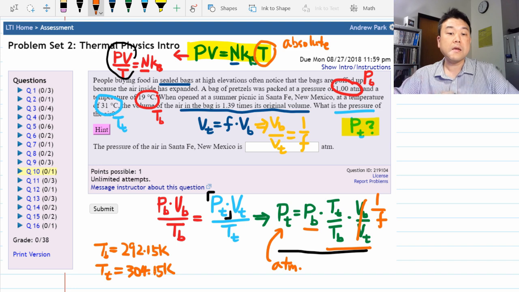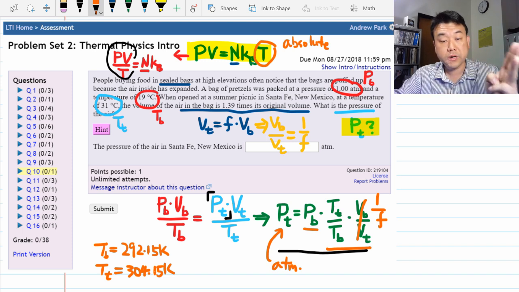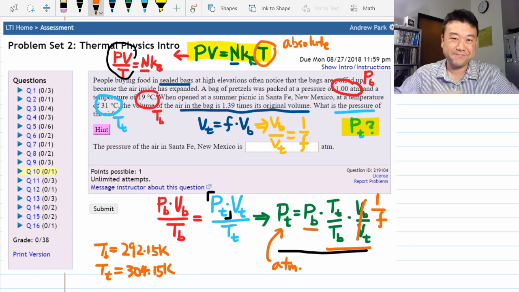So that's it. Pretty simple. It's the main tool you use to figure out any unknown pressure, volume, or temperature. In this question, it was an unknown pressure that you had to figure out. I'll see you for the second example, and bye.